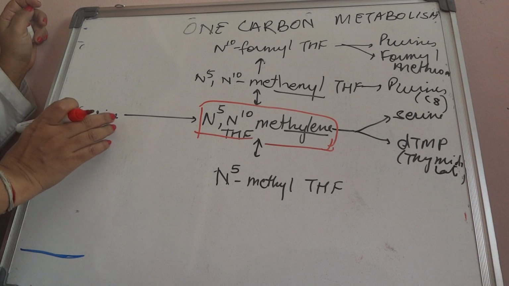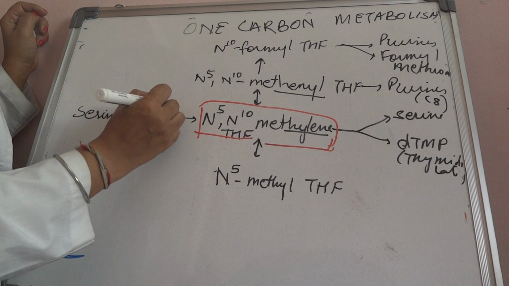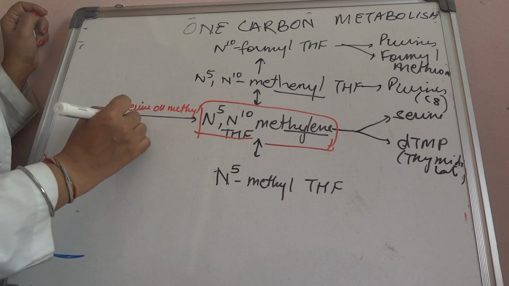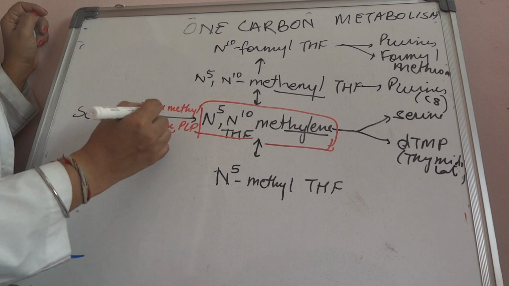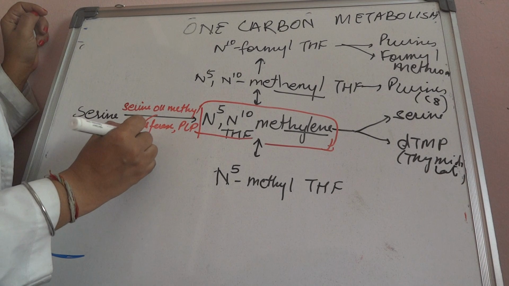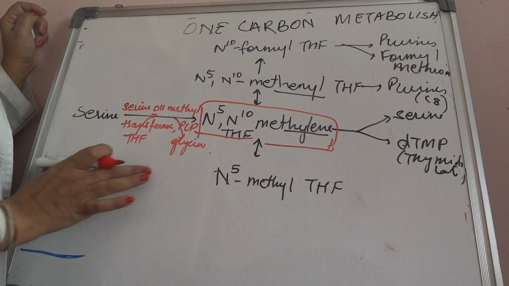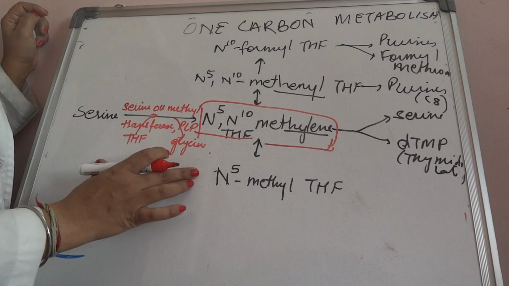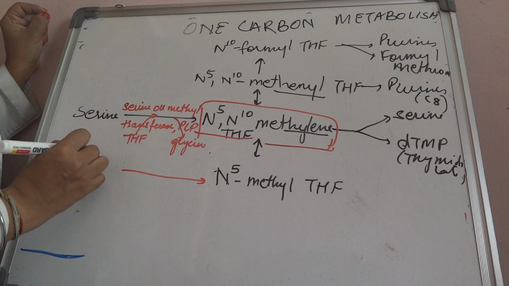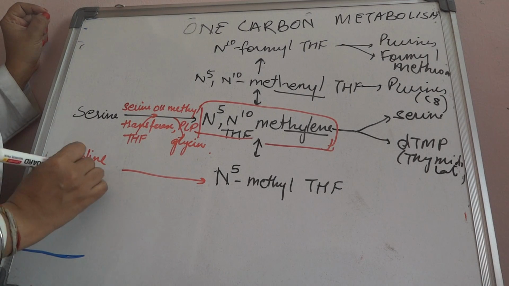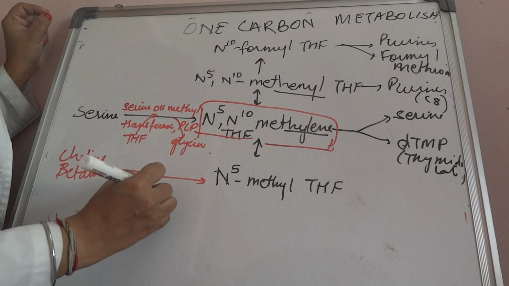Okay. Now we have seen serine forms N5N10 methylene tetrahydrofolate in the presence of the enzyme serine hydroxymethyl transferase, which requires PLP, and it will require tetrahydrofolic acid. There will be removal of glycine. So this reaction forms N5N10 methylene tetrahydrofolate. N5 methyl tetrahydrofolate can also be derived from choline and betaine with the addition of tetrahydrofolic acid.